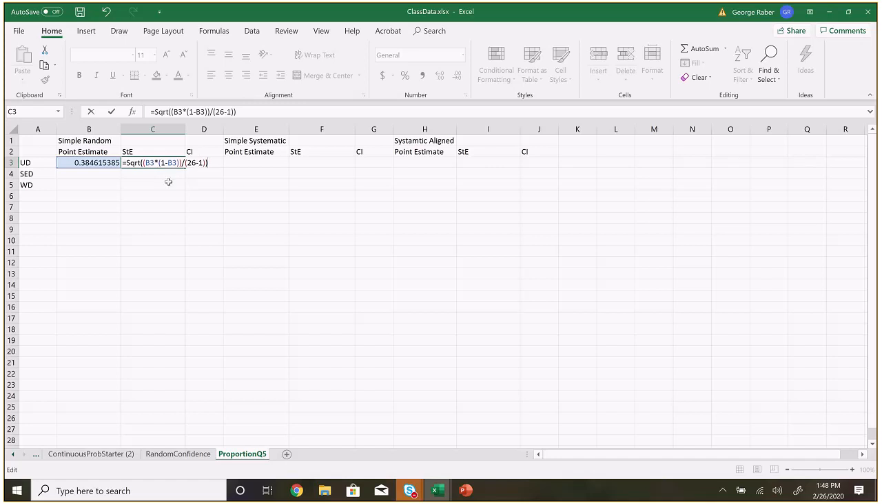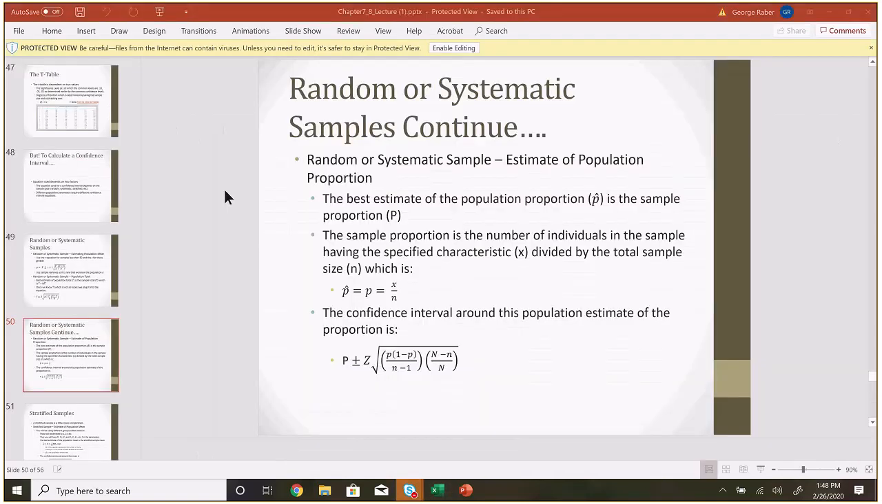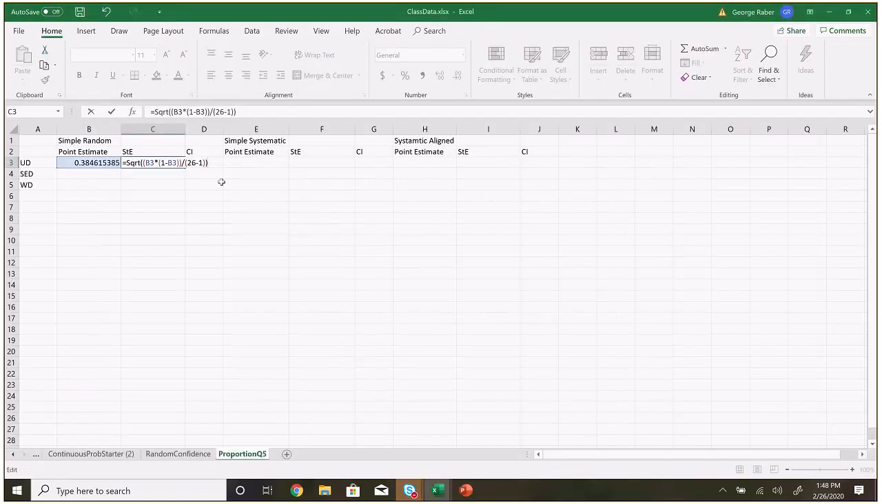So this is the formula that just implements this right here. That's the formula that implements that. And so you just need to make sure you get all those parentheses in the right places. But other than that, it's a pretty easy formula.